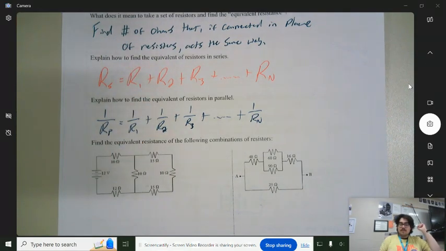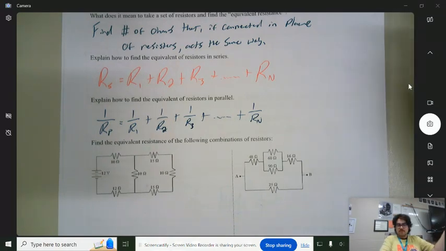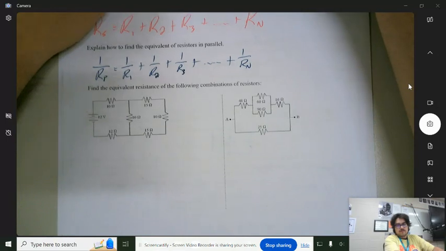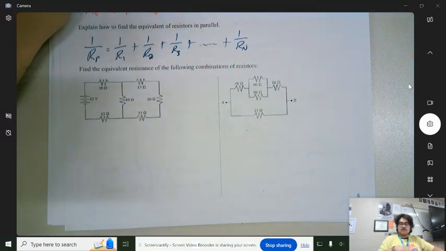So those are the two formulas. I think you need to memorize them. I don't remember if they're given to you on the formula sheet, but you should memorize them anyway, just because they're important laws. Okay, find the equivalent resistance of each of these.